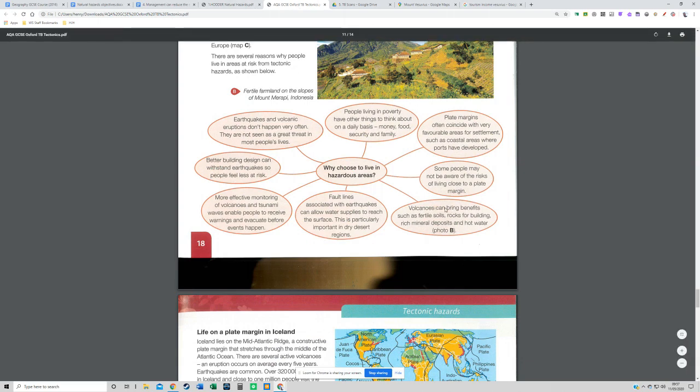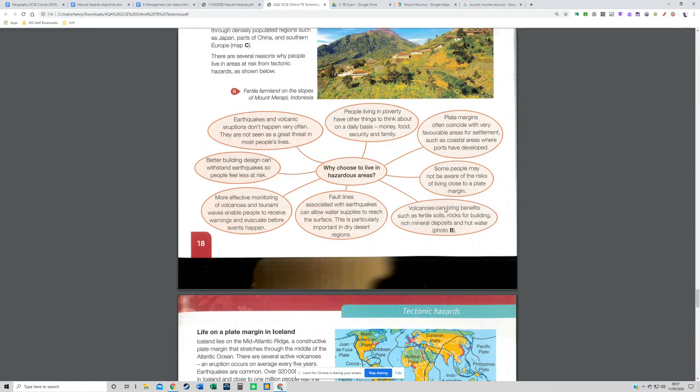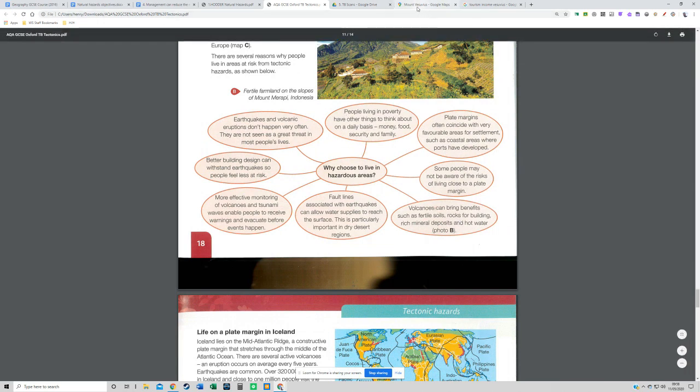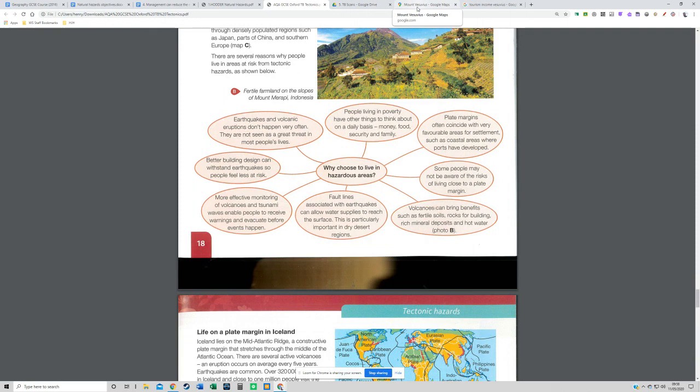So our point, always good for any of these, is to make a clear point. It could be that volcanoes bring benefits, but then we need to explain that. So we could mention fertile soils, rocks and so on, but we've got to clearly link that to how it benefits people. So if we're going to use the tourism one, what you might do, first of all, with any of this, is try and think of an area we're going to look at. It's always good to have a real place.